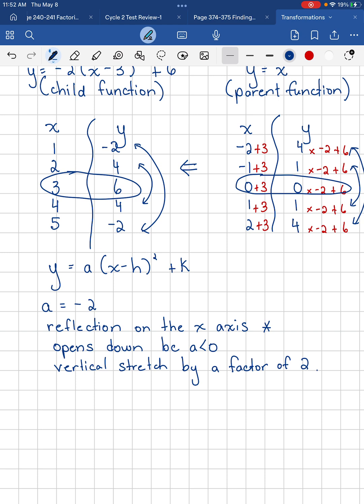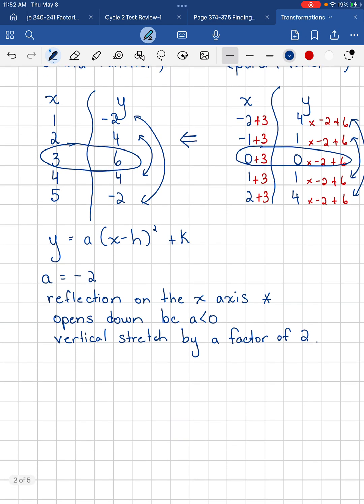Now, if it were a compression, it would be a decimal. A compression is when a number is between 0 and 1, and the only types of numbers between 0 and 1 are decimals. So that's it for A. We've got our 3 things, but sometimes there's only 2, so remember that.